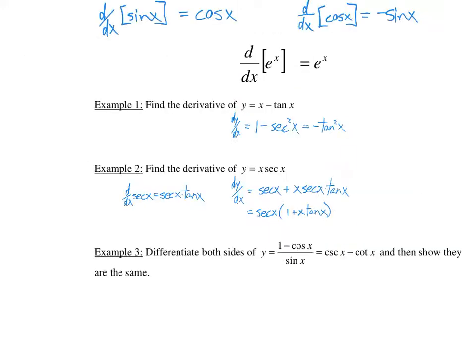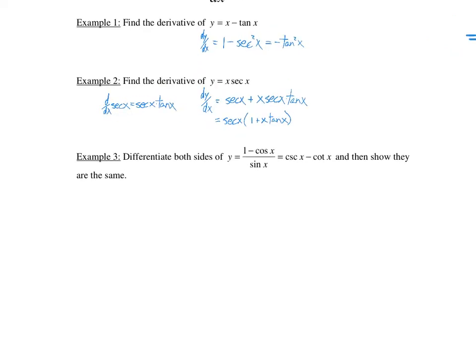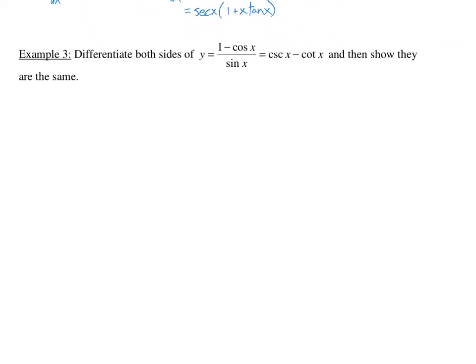Okay, let's try another one here. We want to differentiate both sides of y equals (1 minus cosine x) over sine x equals cosecant x minus cotangent x, and then show that they are the same. Okay, so there's a little bit of identity work here. These are the ones where you give us the final answer, then we have to go backwards and get it.